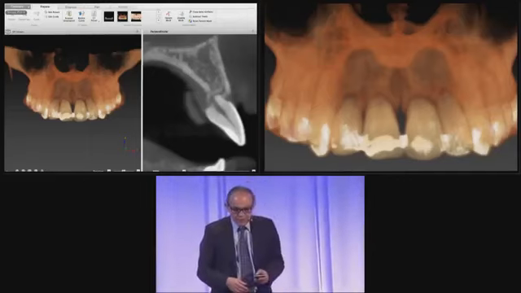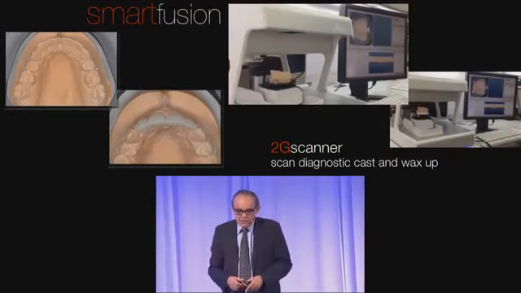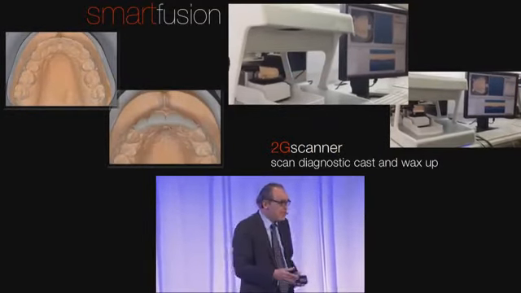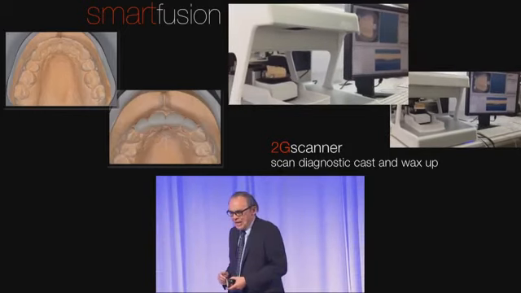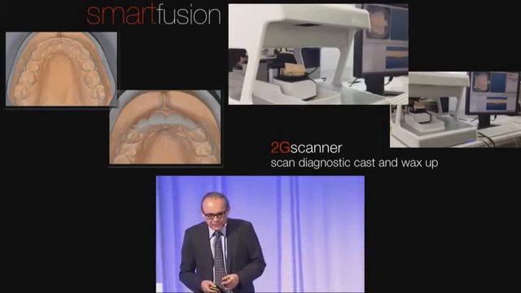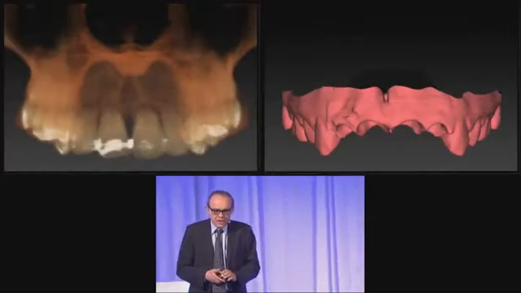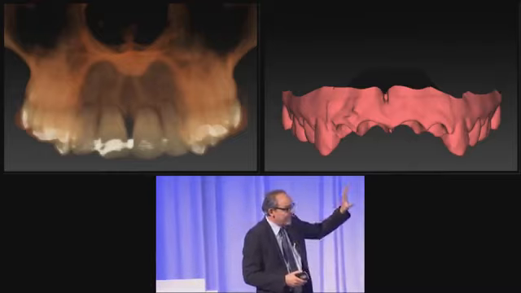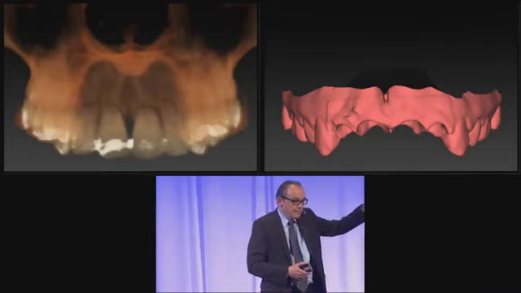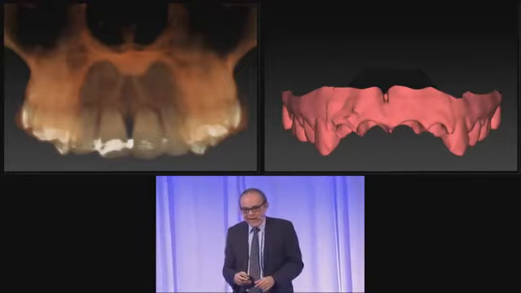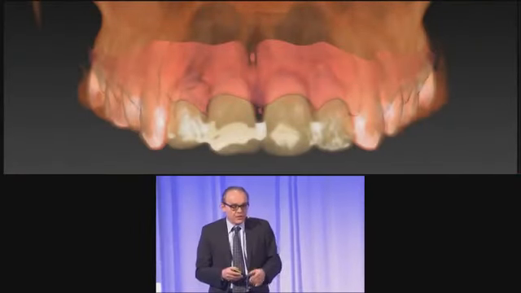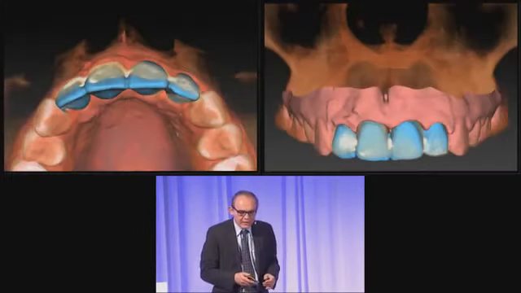So I take a CAT scan of my patient, and I take the original model, I cut the teeth off, do a diagnostic wax up, put them in the 2G scanner and collect the digital data for this. And then I do my Smart Fusion, putting my laboratory information, my prosthetic, soft tissue line, and tooth position information on top of the anatomic location. And once I combine those two, now I have complete control over the case, because now I can plan.